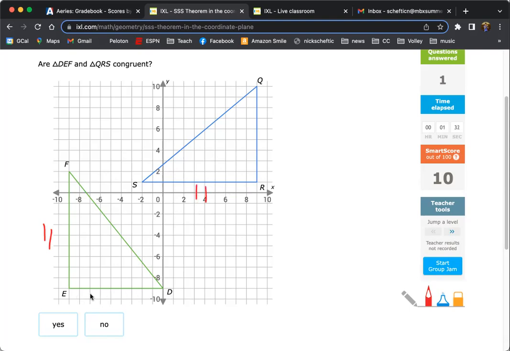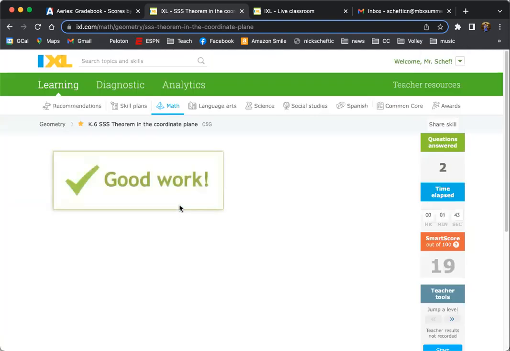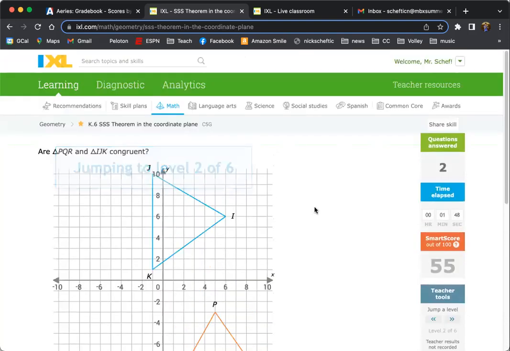If I'm looking here across here, this is 9 to 0. So that's going to be 9. This is from 1 to 10. That's going to be 9 as well. So these are also going to be congruent. Let me jump ahead a little bit, see if we get a little bit harder one.